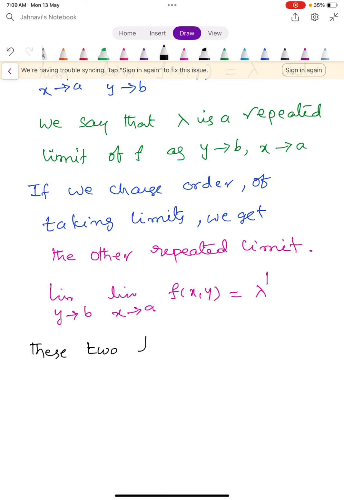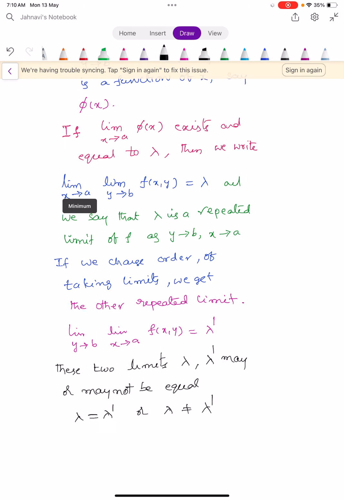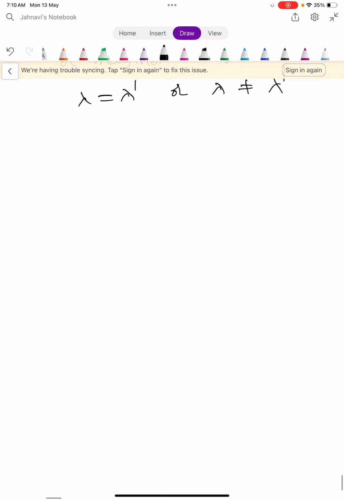these two limits, lambda and lambda dash, may or may not be equal. Either they are equal to one another or they are not equal to one another. This is the definition of a repeated limit. So to understand this concept, let us see two examples.